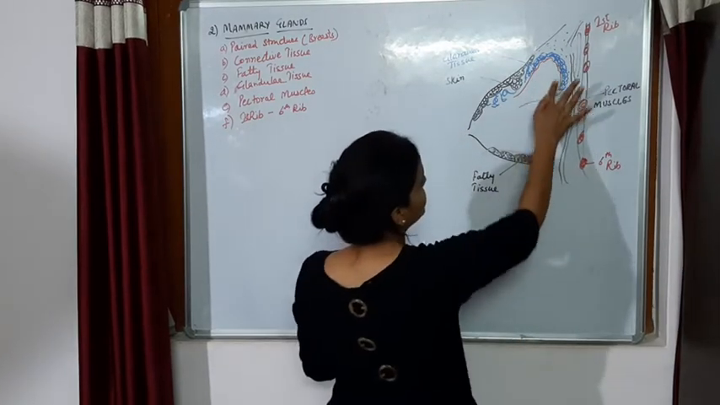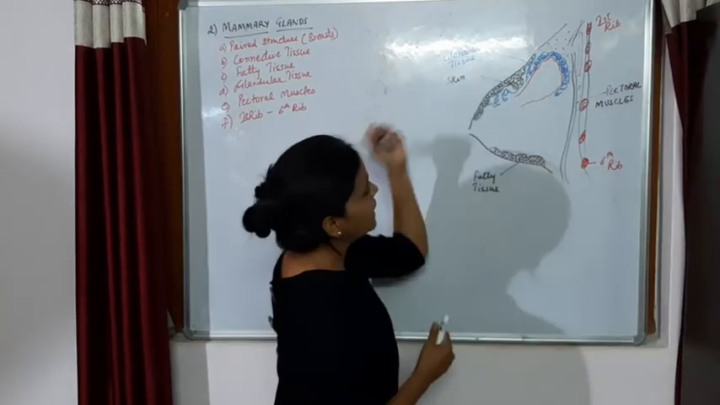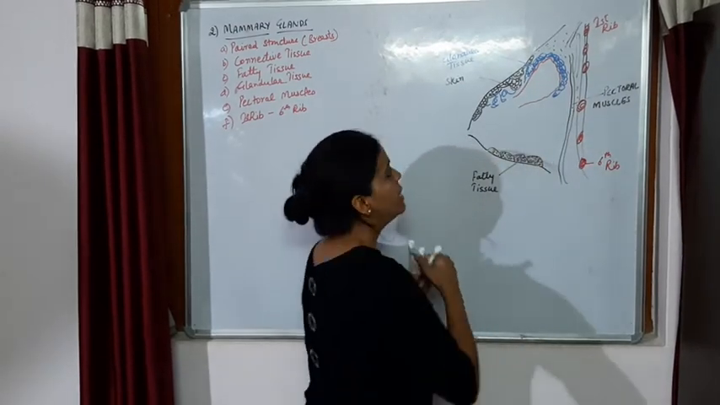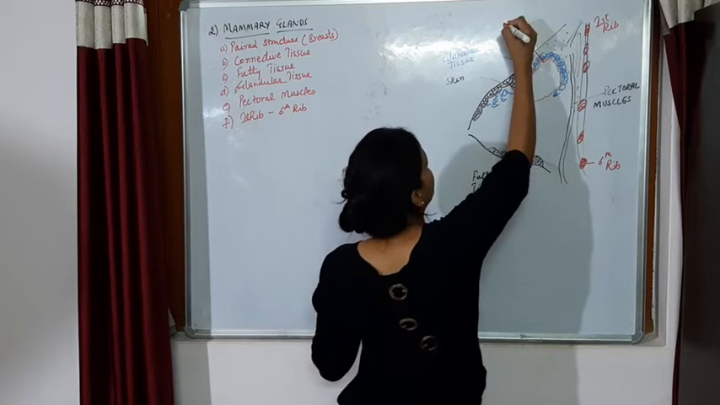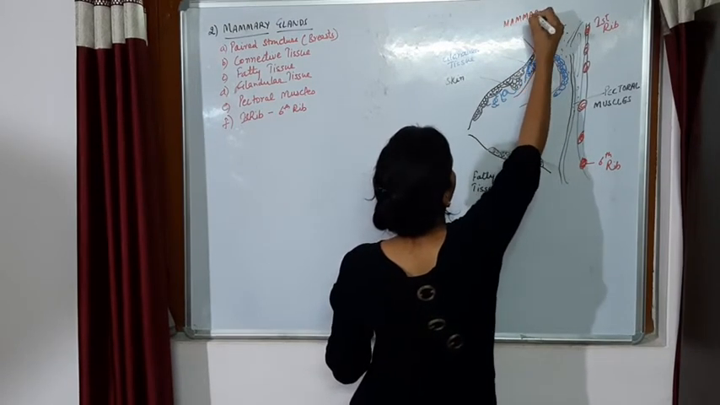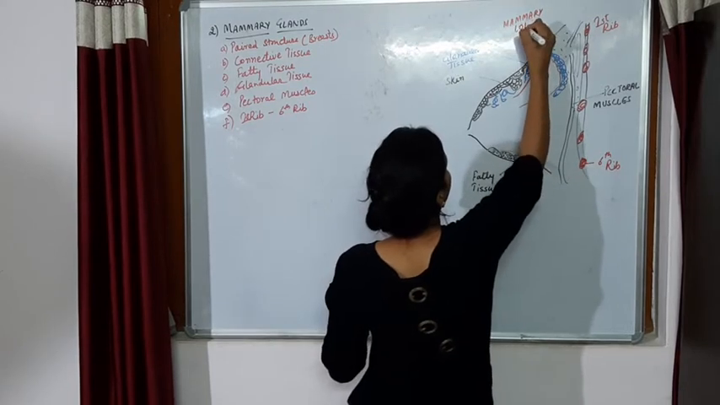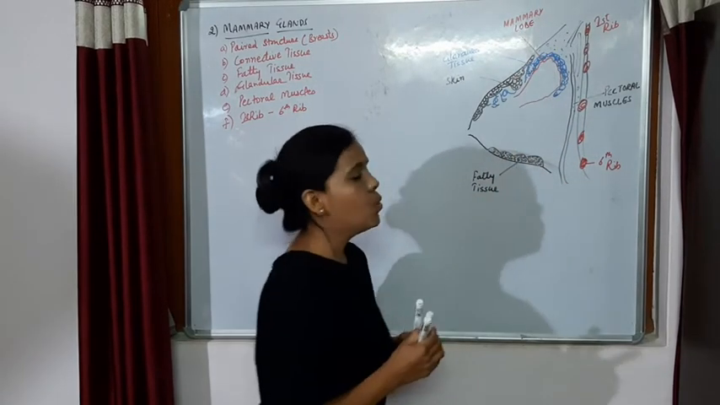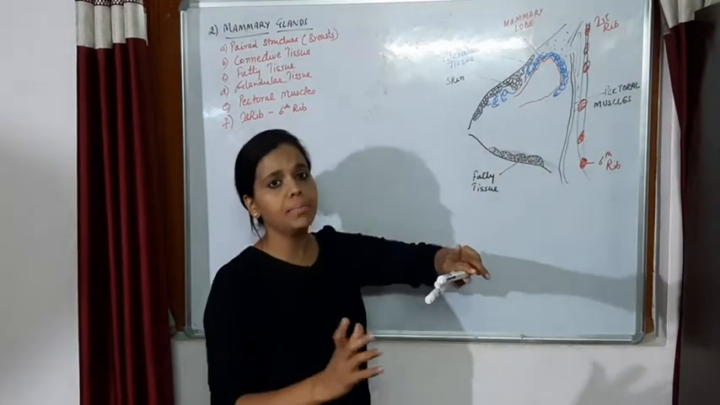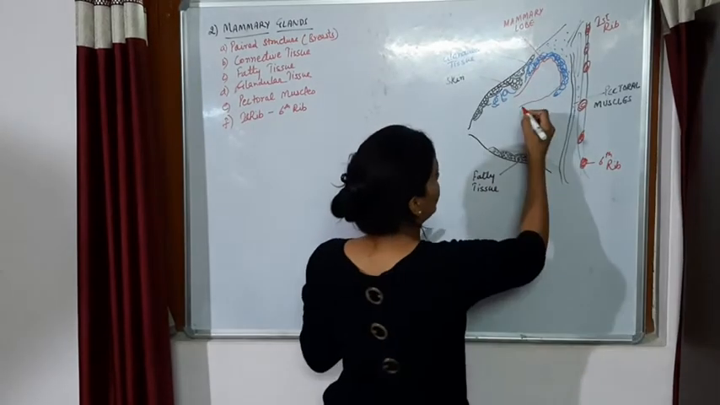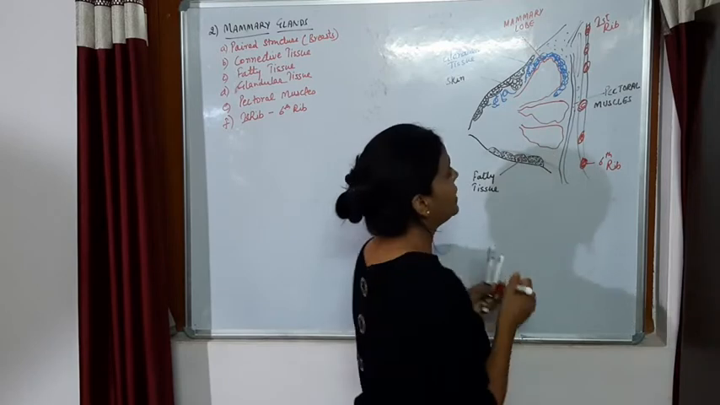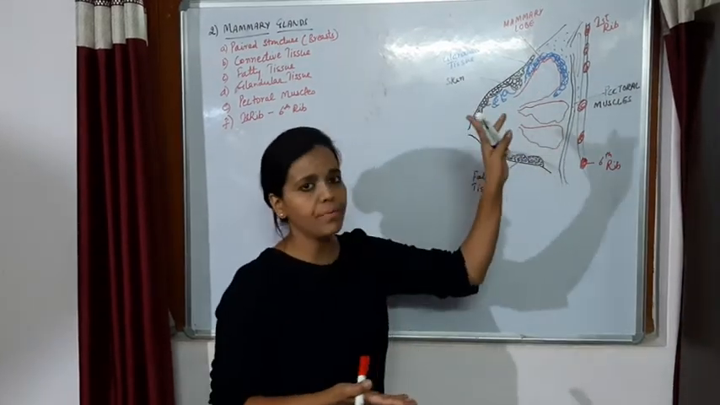And this in blue is the glandular tissue, and the one I drew over here in red is the mammary lobe. So this is the mammary lobe. Now, as you know, there are 15 to 20 mammary lobes. So there are so many mammary lobes, 15 to 20 in number, and I have just drawn three.